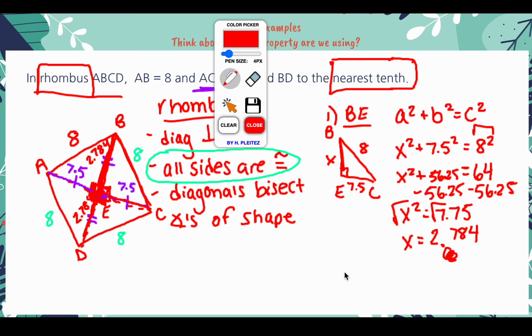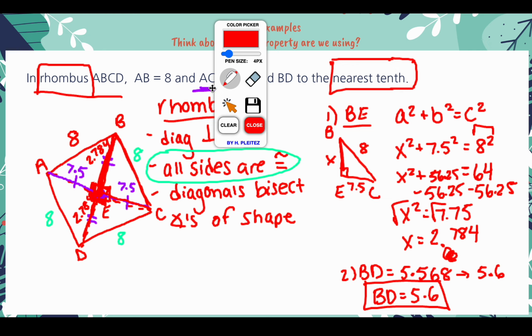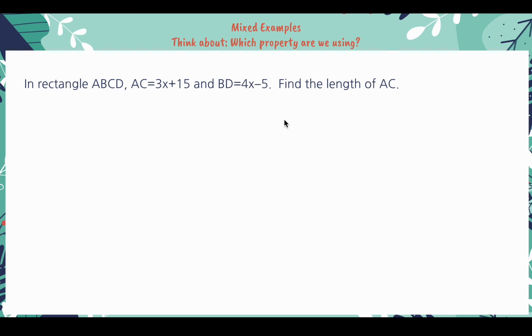So now, the second thing is to find BD. When we take the square root of 7.75 and multiply it by 2, that gives us 5.568. And then we need to round that to the nearest tenth, which is going to be 5.6. So BD equals 5.6, and we box that answer. See, I almost got tricked in that one. So it's very easy to get tricked.